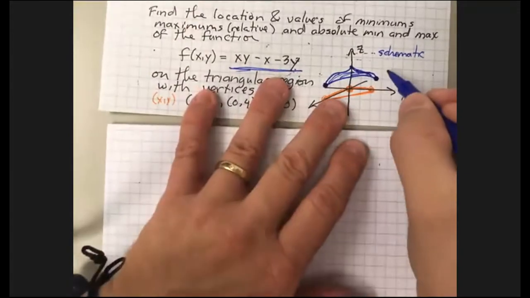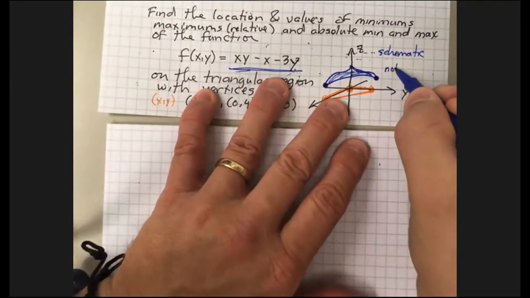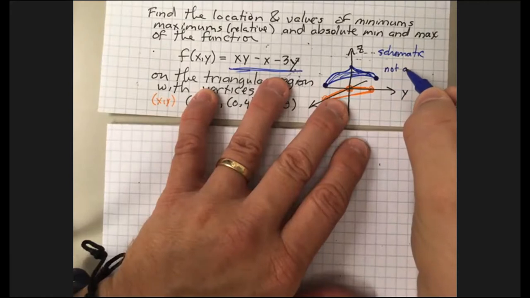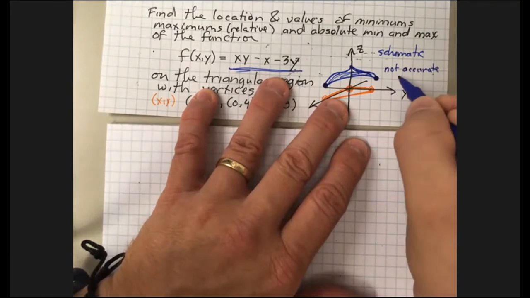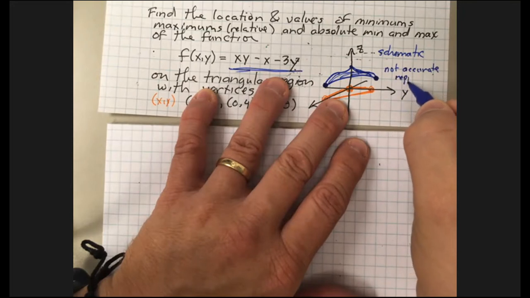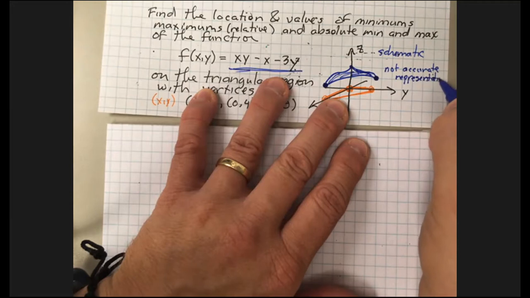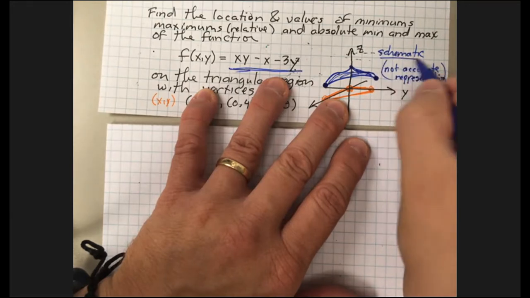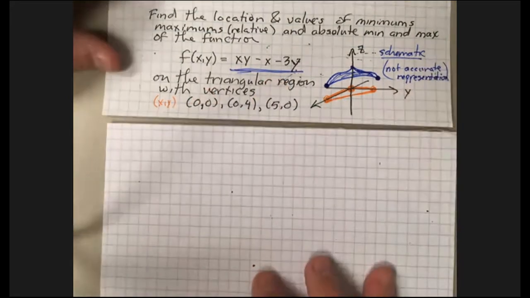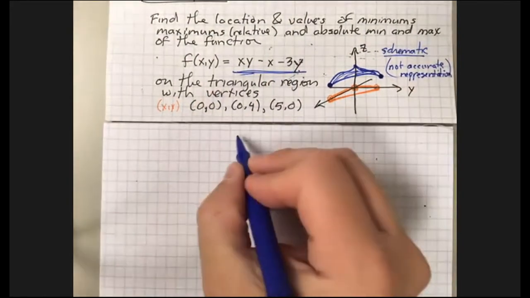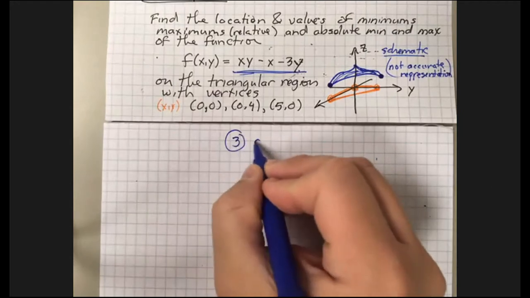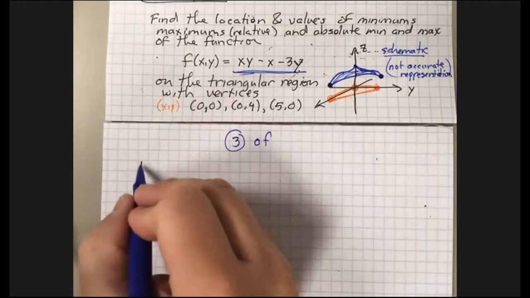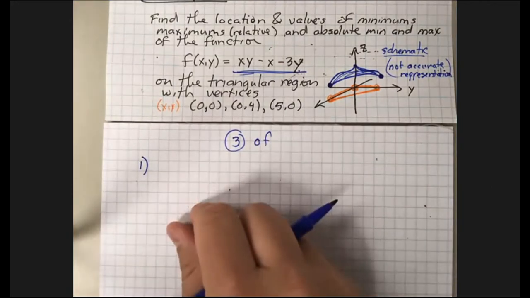So this is not an exact drawing. This is not an accurate representation, because we don't know that yet. It's a schematic drawing; it represents what's happening. It doesn't represent exactly what we have. So what do we do? Step one is we're going to find the critical points.